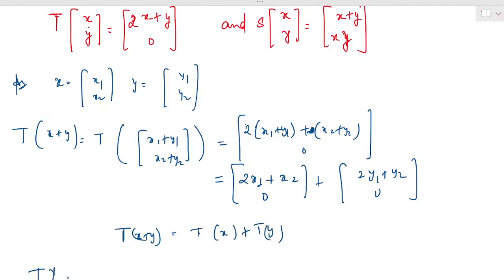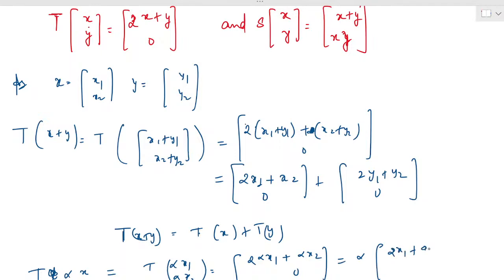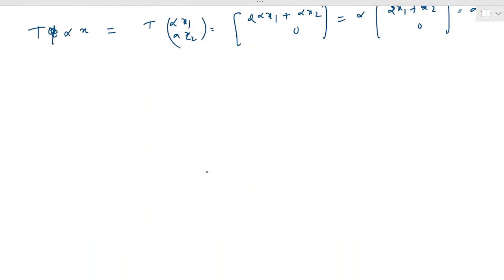So let us take T(alpha x), which equals T(alpha x1, alpha x2), and which is equivalent to writing 2 times alpha x1 plus alpha x2, and then you have a 0 here. You take alpha common, you'll get alpha times (2x1 plus x2, 0), so alpha T(x). So I can say that yes, T indeed forms a linear transformation. Just check it for S.